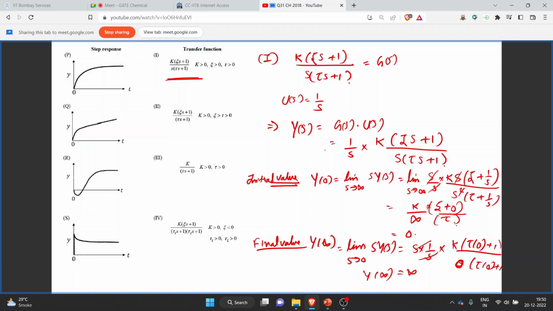So from the given options, we can see that in the first option, the value is becoming constant at some fixed value. In the second option, the value keeps on increasing with time. In the last two options also, the value will converge to some steady state. So that is corresponding to this transfer function given by 1. The plot is shown in this Q block. So for Q, we have the first transfer function.